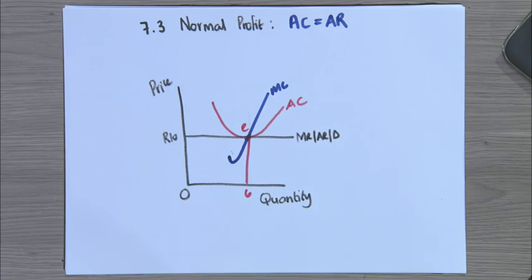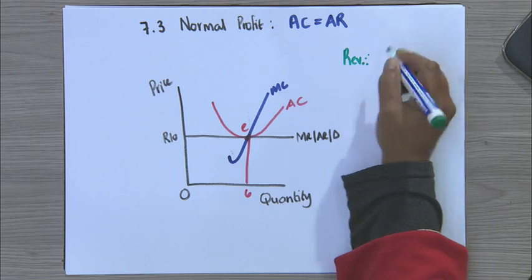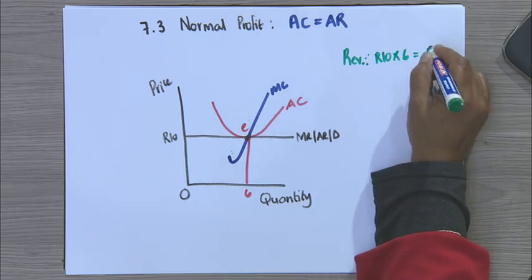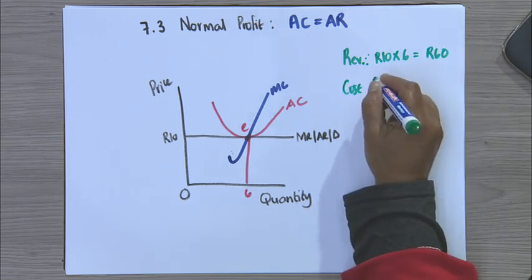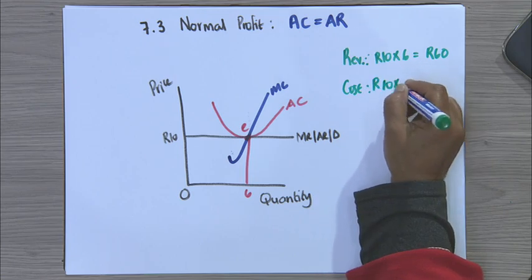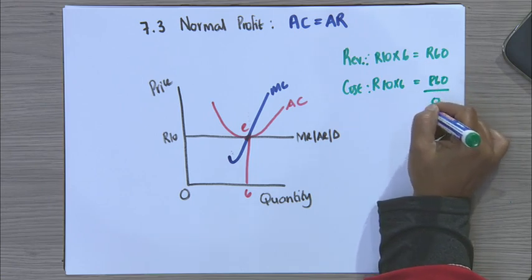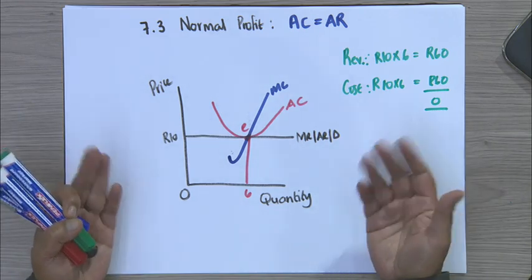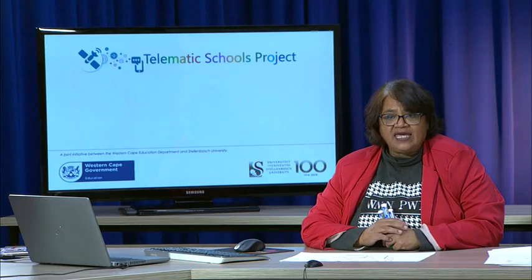Once again, our revenue is going to be the 10 Rand times 6, which is 60 Rand. But what do we notice now? The cost is also 10 Rand times 6, which is also 60 Rand. So therefore, there's no profit being made. Now, this is also where we say the business is now breaking even.